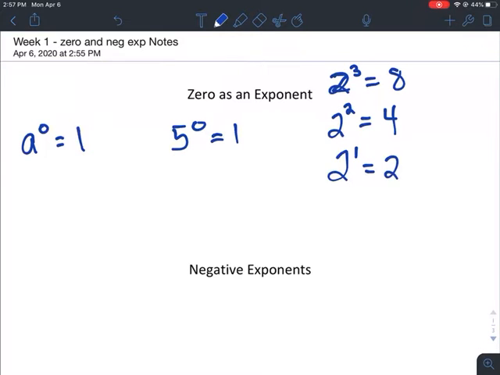Since when you increase exponents, you multiply by the base every time, when you go the opposite way, if you're going down by exponents, you're dividing by 2. So 2 to the 0 power is going to be 2 divided by 2, which is just 1.